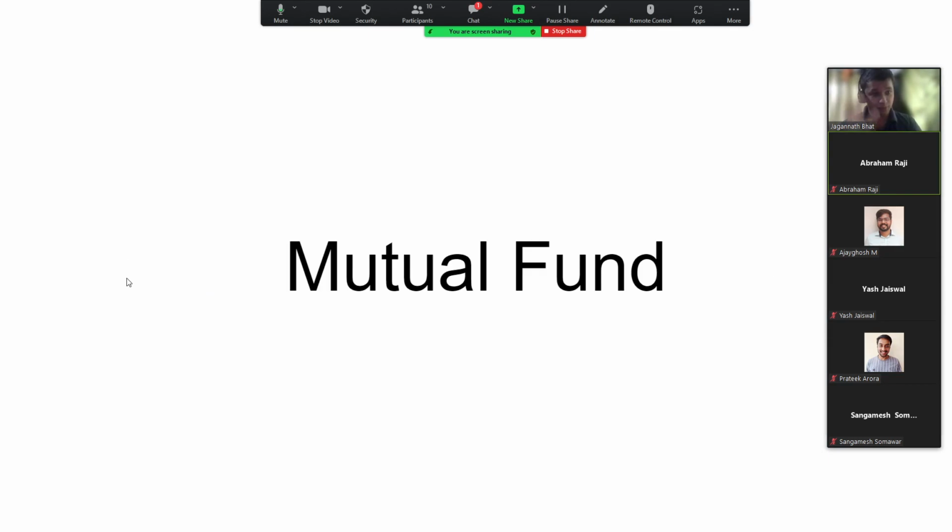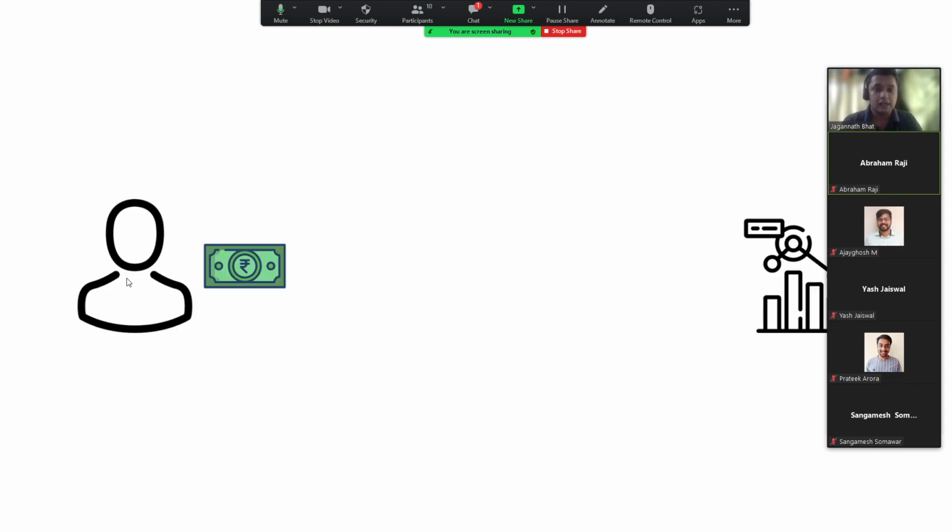Okay, let's briefly look at what a mutual fund is. To invest in the market, you have two options. One, you can directly invest in the market and buy shares, but the problem with this is it is very risky because the share prices can go up and down. You'll have to monitor it constantly. You need to know when to buy, when to sell, and all that.